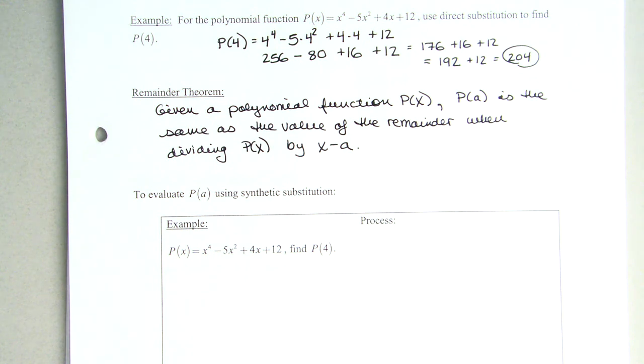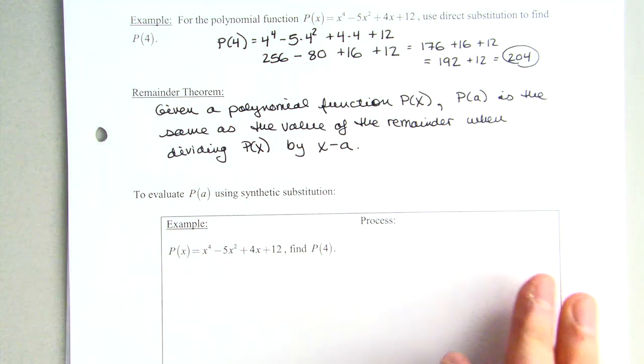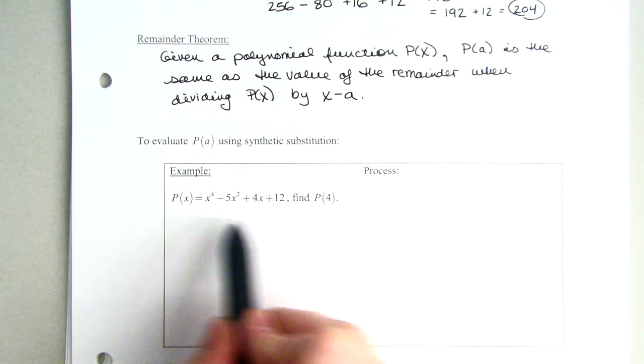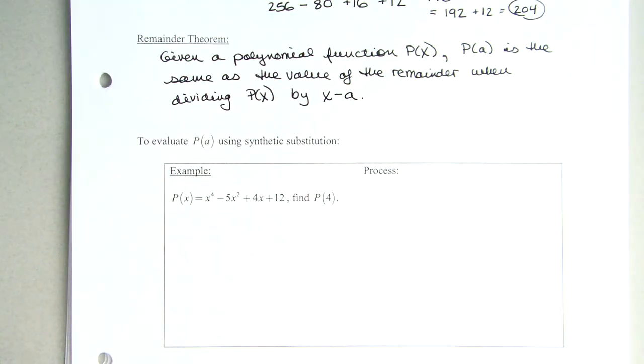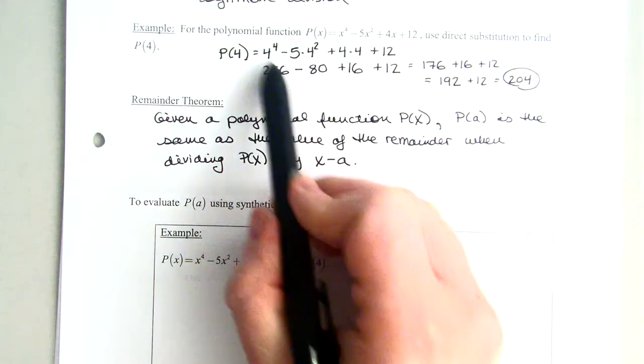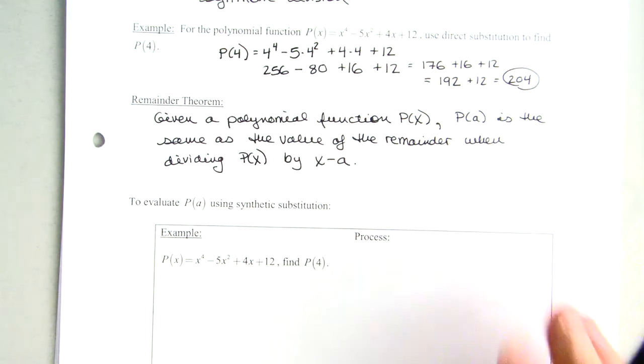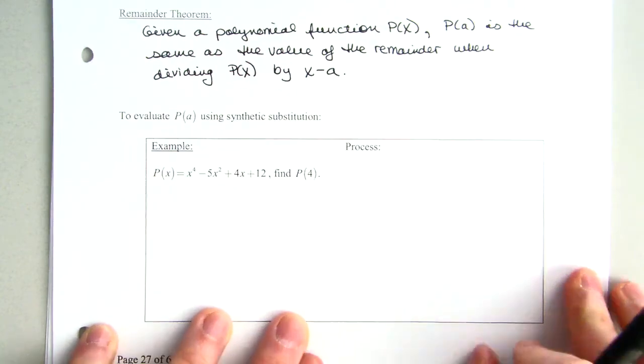So, I want to take this function, find p of 4, and I want to try to do it with this new synthetic substitution method I haven't even explained to you yet. I already know what the answer should be. It should be 204 because it's the exact same problem I did up here. But here's our new synthetic substitution method.